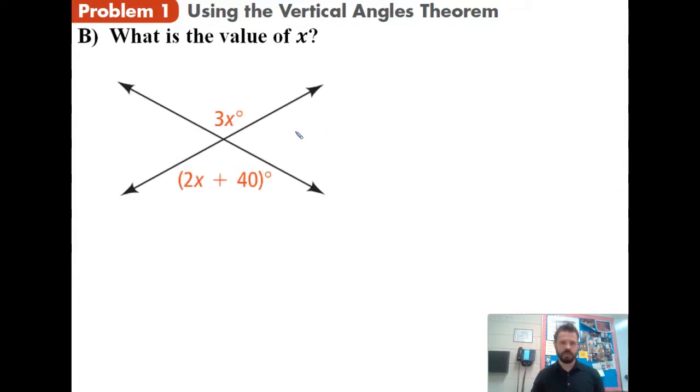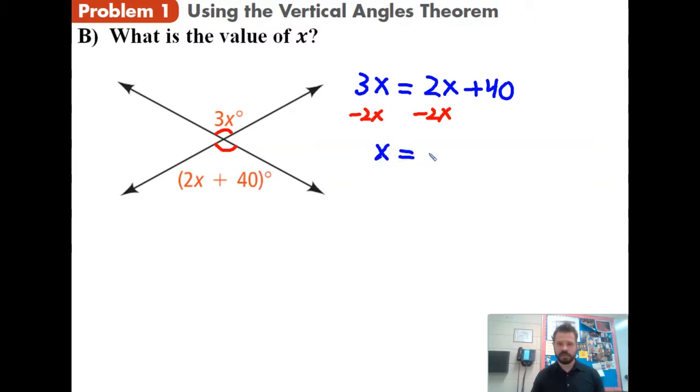All right, part B, what is the value of x? Again, we have vertical angles. We know vertical angles are always congruent. We'll prove that for you. So we can say that 3x is equal to 2x plus 40. Okay, so real simple. Subtract 2x from both sides, and we end up with x equals 40.